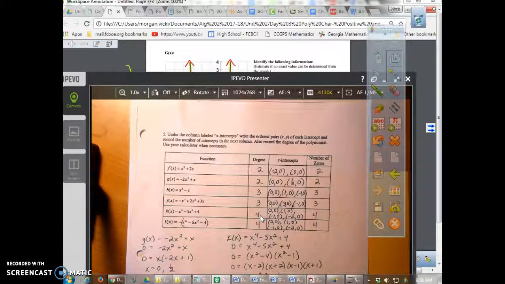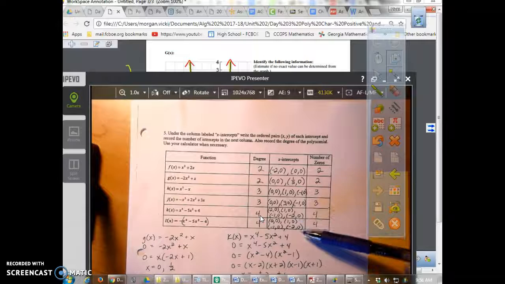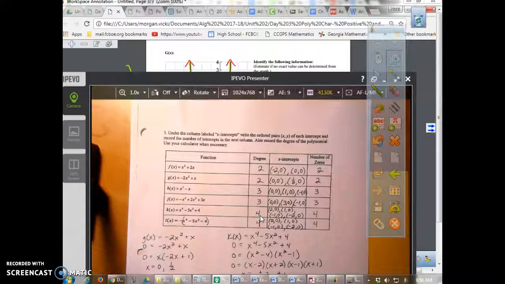Now, what I want to show you now is your homework from a couple of days ago. You actually had to identify all of these x-intercepts, except for the last two problems. So go ahead, pause the video, and I want you to make sure you understand all these x-intercepts because that'll help you move through the rest of the homework assignment. So pause and come back.